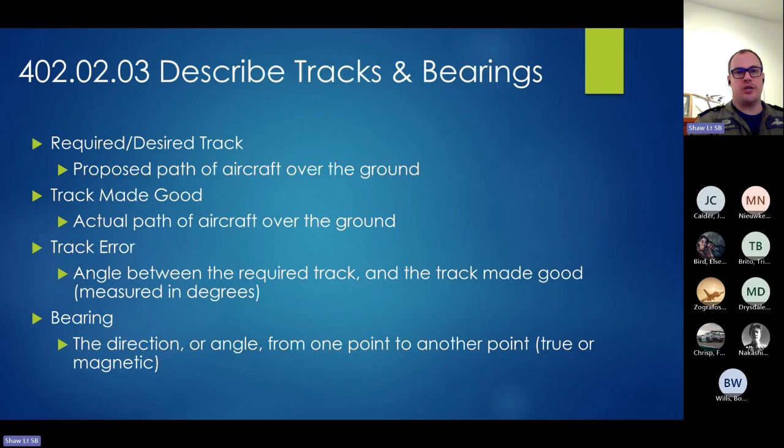Bearing is the direction or angle from one point to another point. So between me and the IKEA in Winnipeg, what I measure that to be is my bearing. Okay, so any questions?